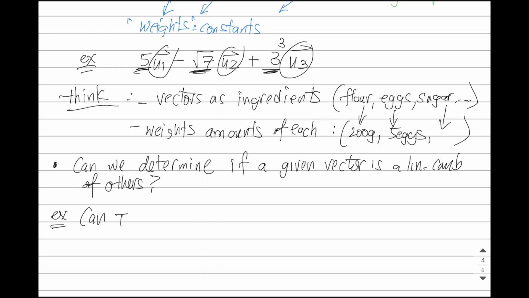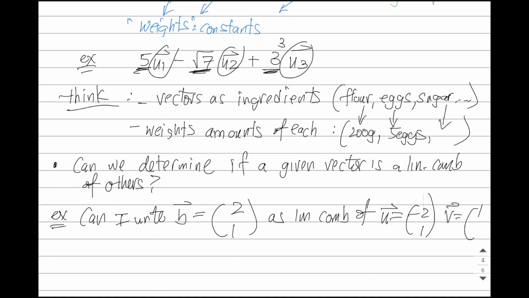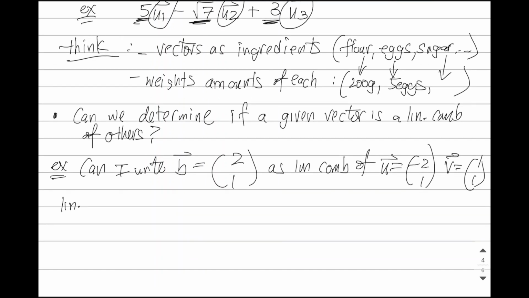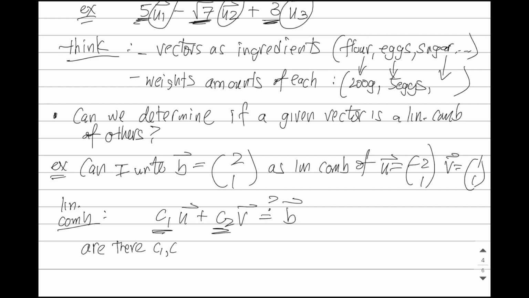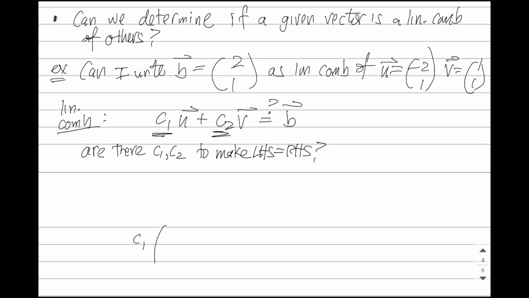As an example, can I write the vector b, which is (2, 1), as a linear combination of u, which is (-2, 1), and v, which is, let's say, (1, 1)? In terms of the definition of linear combination, what I want to know is: is there some bunch of u and some bunch of v that I can put together to make them add up to b? Are there some c1, c2 that are going to make the left-hand side of this equal the right-hand side of this?